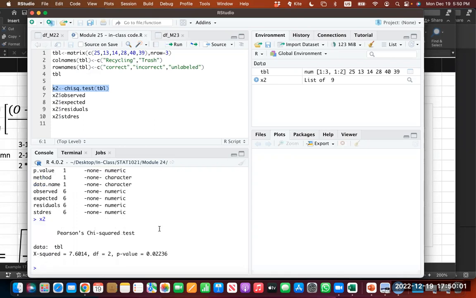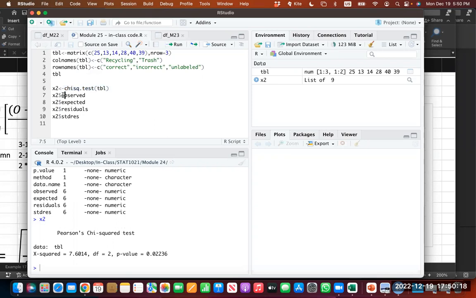If you just run chi-squared, you get the same answer that we had before. So we got a chi-squared of 7.6, with the degrees of freedom of 2, you get a p-value of 0.2, which is an exact estimate.